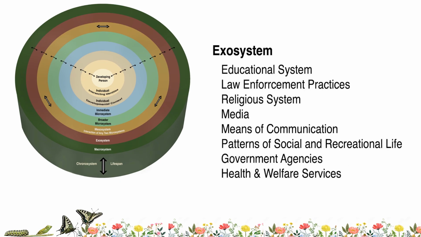Unlike the more immediate systems, the ecosystem does not include or directly involve the developing person per se, but it impacts them nonetheless. This system comprises formal and informal structures, including government, health and welfare services, educational systems, and mass media. Other examples include patterns of social and recreational life, systems of mass communication, and law enforcement practices. The ecosystem is not discussed much as we apply the complexity model of gender to understand gender identity and expression. However, they are important context to acknowledge.